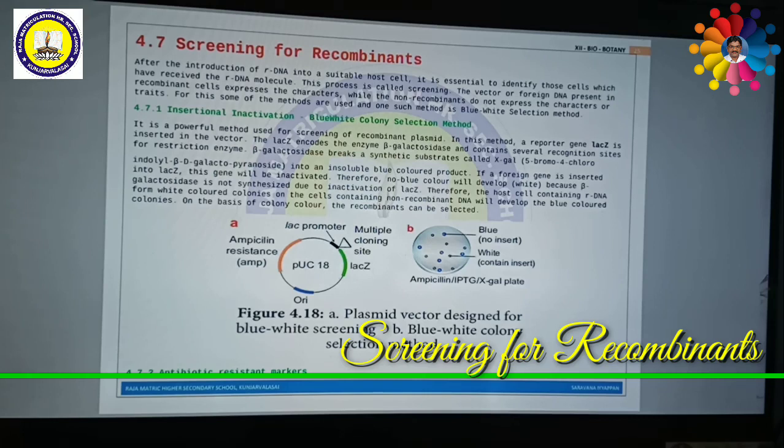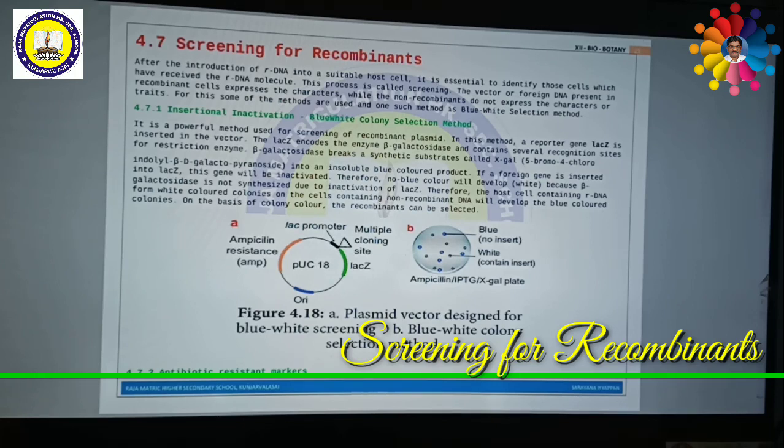That means after the introduction of rDNA into a host cell, it is essential to identify those cells which have received the rDNA molecule. This process is called screening. So screening is nothing but after rDNA is introduced into the host cell, we should observe it. So this is called screening for recombinants.